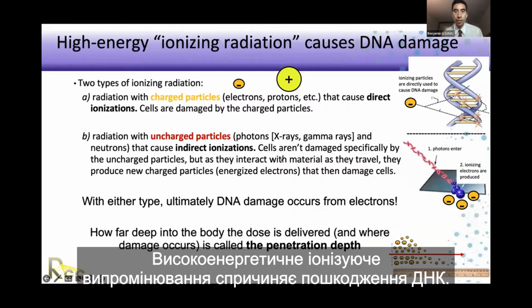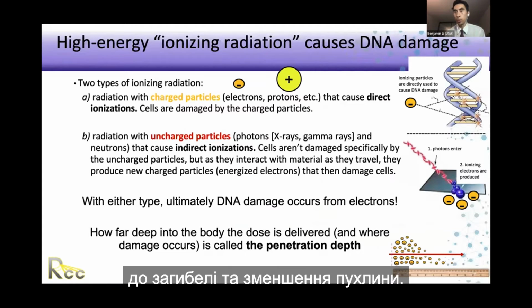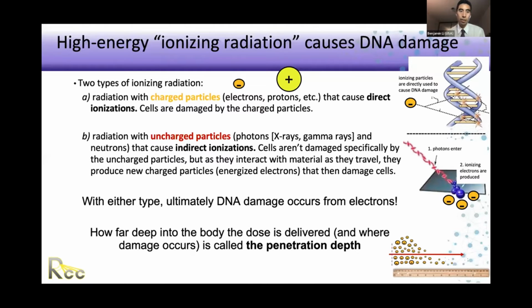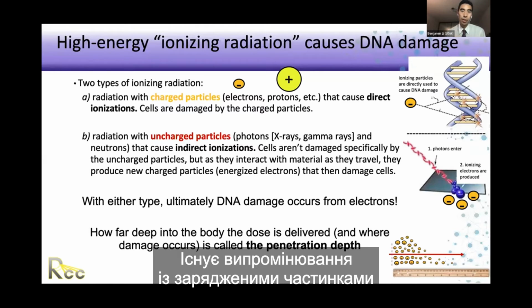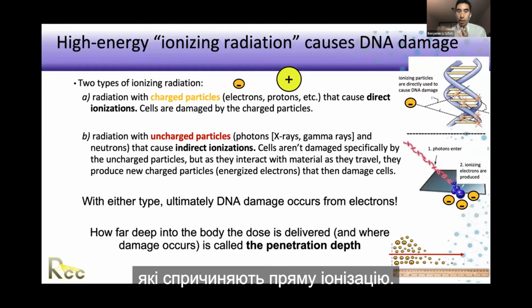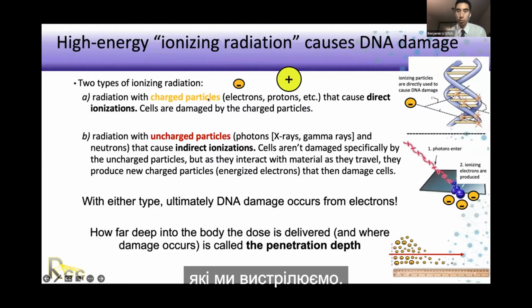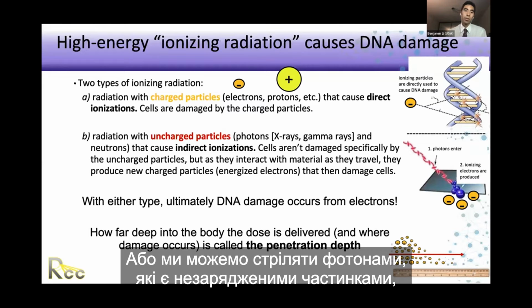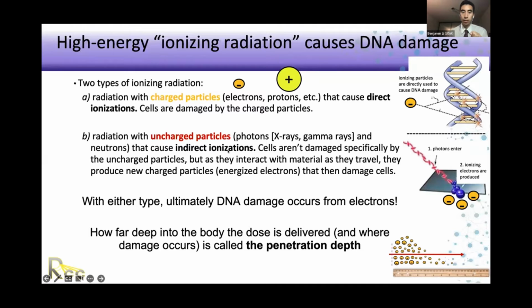High energy ionizing radiation causes DNA damage. We saw in that video how DNA damage leads to the eventual death and shrinkage of a tumor. And there are two types of ionizing radiation. There's radiation with charged particles, either electrons or protons. They cause direct ionization. This means the cell is damaged directly by the charged particles that we're shooting. Or we can shoot with photons, which are uncharged particles, and these cause indirect ionizations.